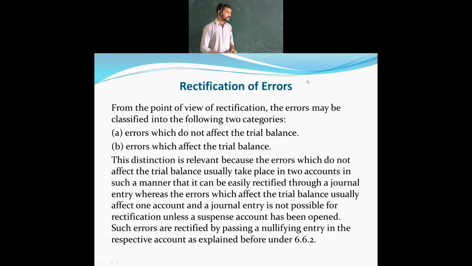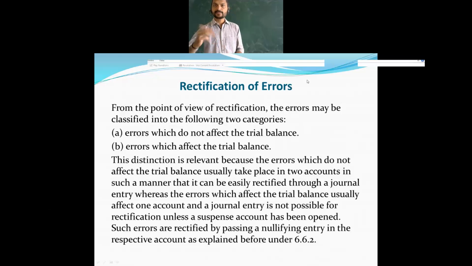The first category says: errors which do not affect the trial balance. Some of the errors will not affect the trial balance. When you prepare the trial balance, you will get the answer tallied. What kind of errors may you have there? A normal example I will give: wages paid or rent paid over or under. Wages is paid under cost and rent is paid over cost.